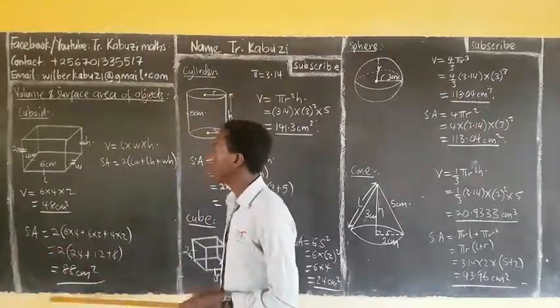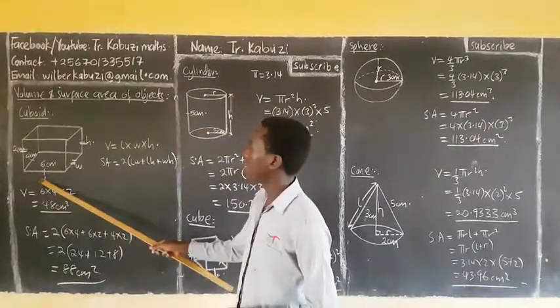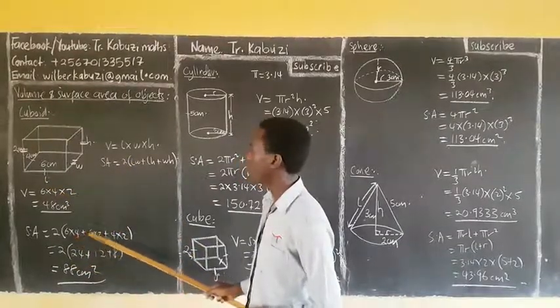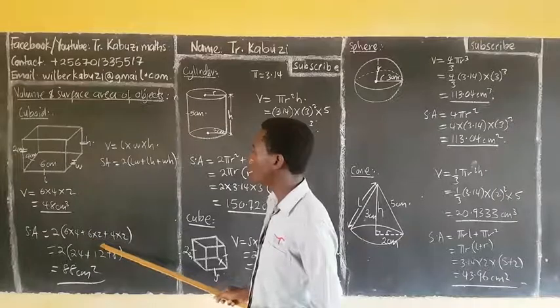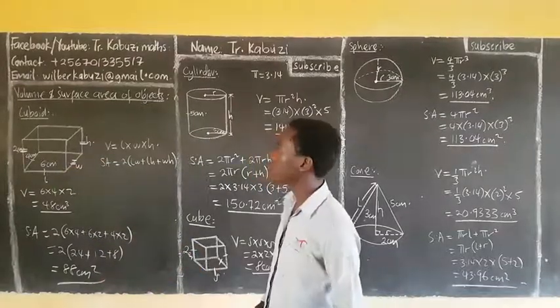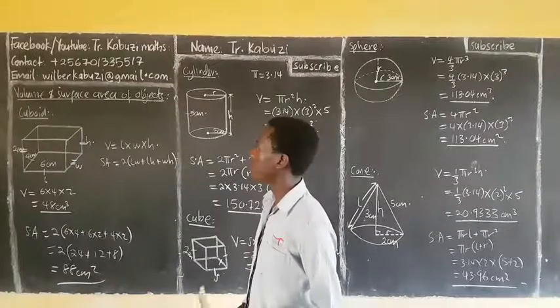When you come to the surface area, now we get L times W. That's what I'm doing here: L times W, then L times H, then W times H, each multiplied by 2. That's where I substitute into that formula there.